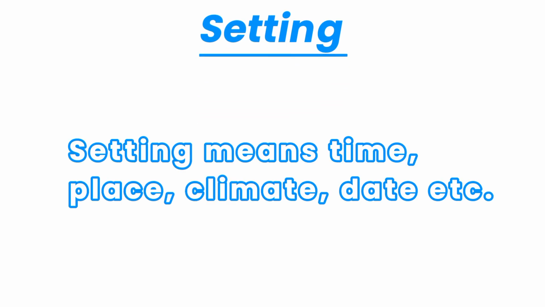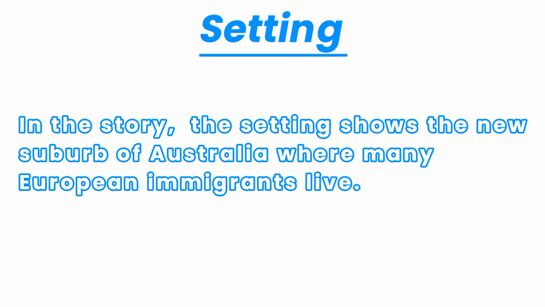Now, let's go to the setting. Setting means time, place, climate, date, etc. In the story, the setting shows the new suburb of Australia where many European immigrants live. Now, we can move to the plot of the story.